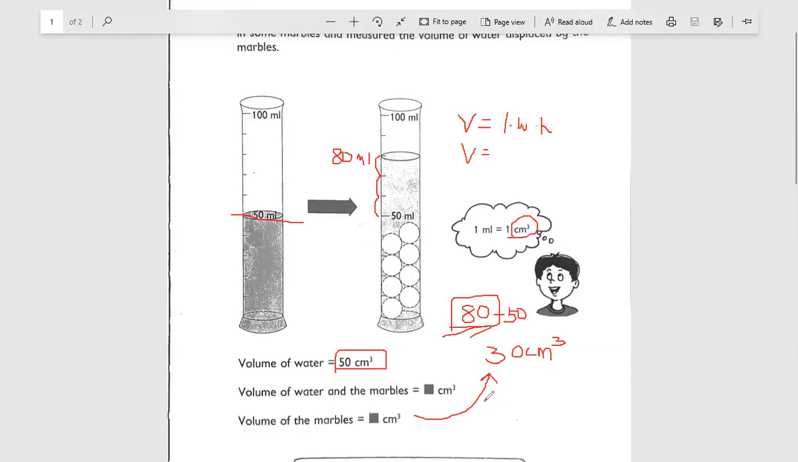I'm sorry, this will be the volume of only the marble, and this 80 will be the volume with the marble. Because from this picture, we counted from 50, 60, 70, 80. Okay, so this volume with the marble will be 80. And then the difference over here will be the marble we put in. So the difference, the volume of the marble, will be 30.